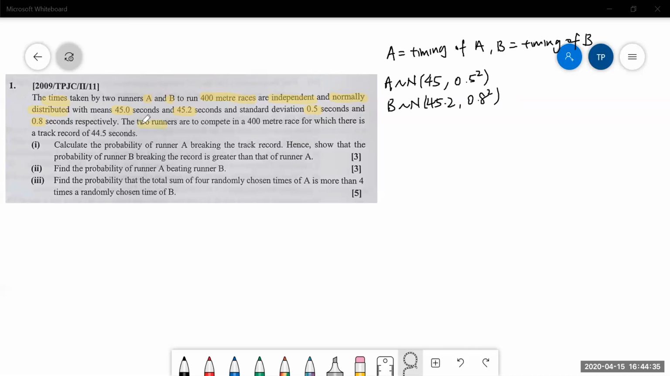The two runners are to complete a 400-meter race for which there's a track record of 44.5 seconds. Okay, so their means are 45 and 45.2. So there is an Olympic record somewhere, that is 400 meters in 44.5 seconds, which is pretty fast. Calculate the probability that runner A breaks the record. Which also means we want to find the probability of A breaking the record, so we want it to be lesser than 44.5. Okay, can you find it for me?